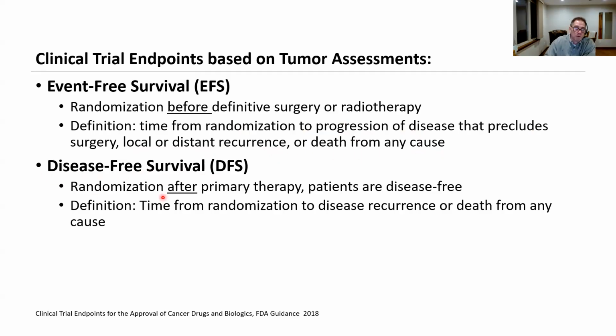Disease-free survival, now we're randomizing patients after primary therapy, which is intended to be curative. So the patients are disease-free after they got this primary therapy done. Then the definition is time from randomization to disease recurrence or death from any cause. So there are multiple ways of thinking about time to either progression or death.